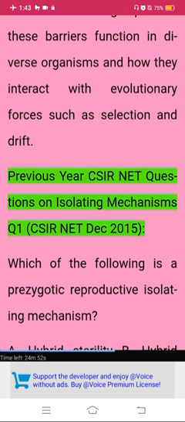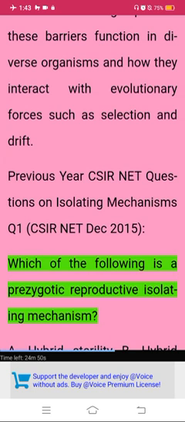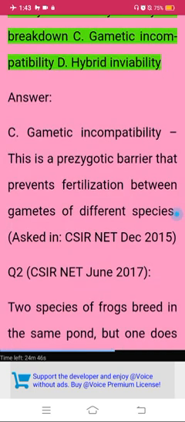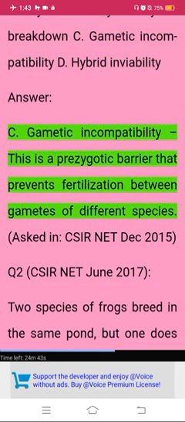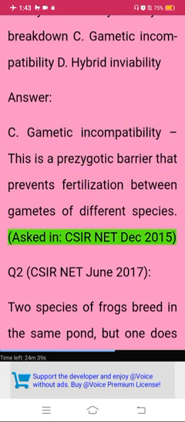Previous year CSIR-NET questions on isolating mechanisms. Q1, CSIR-NET December 2015. Which of the following is a prezygotic reproductive isolating mechanism? A, hybrid sterility. B, hybrid breakdown. C, gametic incompatibility. D, hybrid inviability. Answer: C, gametic incompatibility. This is a prezygotic barrier that prevents fertilization between gametes of different species. Asked in CSIR-NET December 2015.